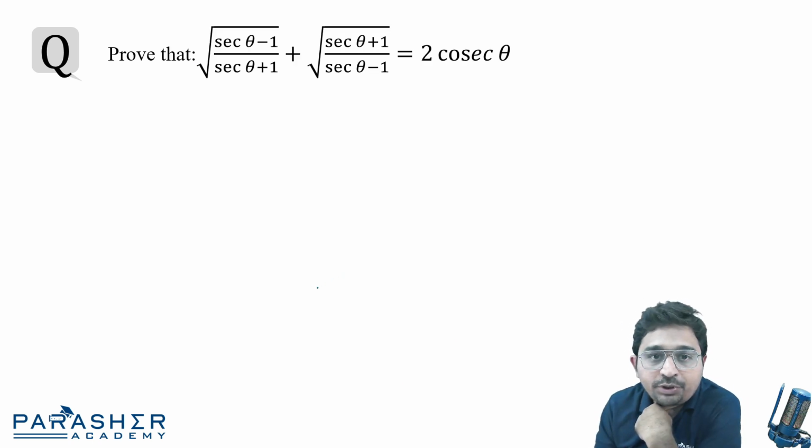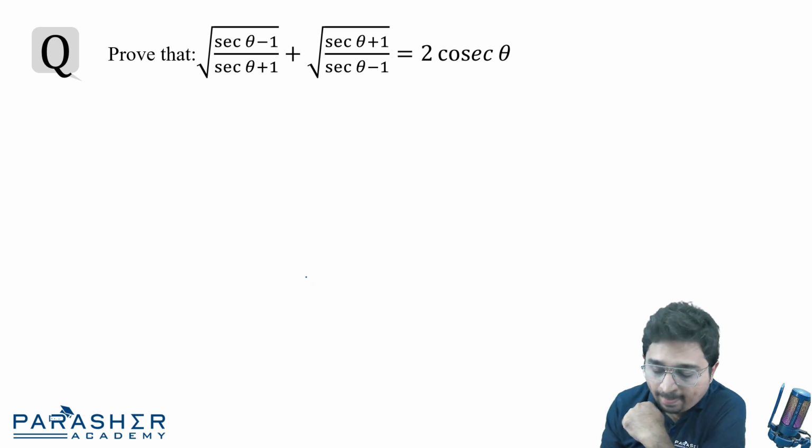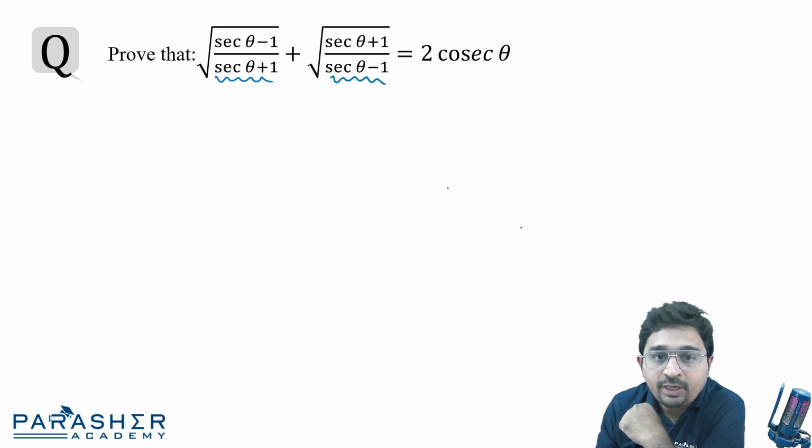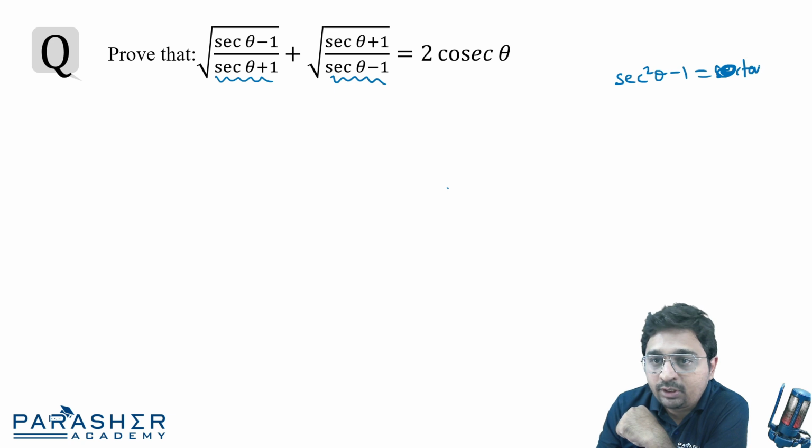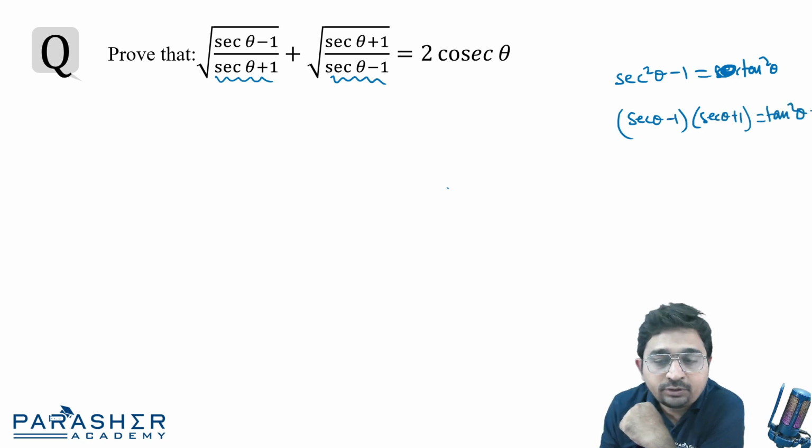This is a scary looking question, square root, and then there is numerator, denominator in trigonometry. Looks scary, but again, where have you seen similar stuff? Where have you seen secant theta plus 1? Where have you seen secant theta minus 1? Does it ring a bell? If you remember, secant square theta minus 1 is tan square theta. So secant theta minus 1 and secant theta plus 1 is equal to tan square theta. Haven't we seen that? Right?